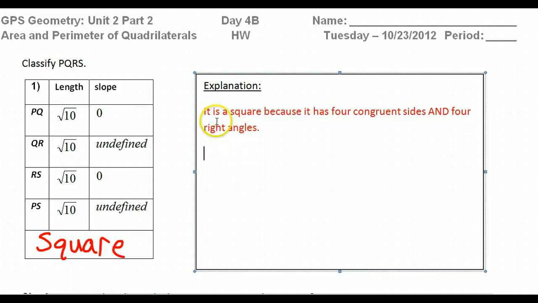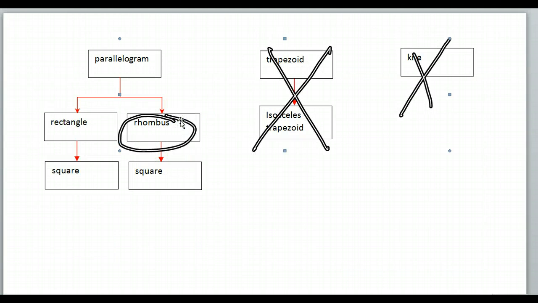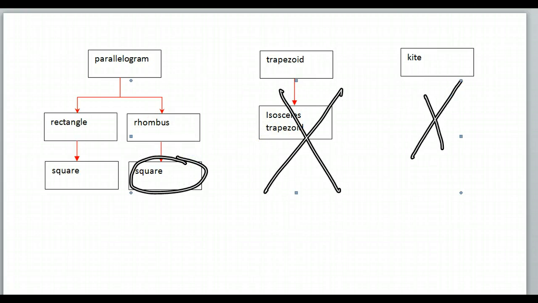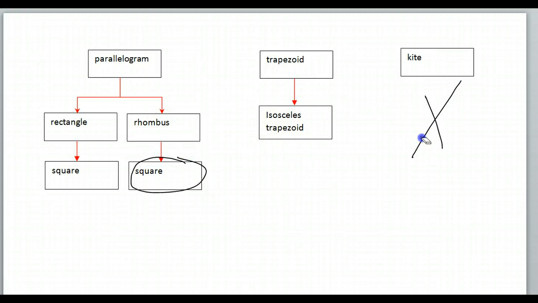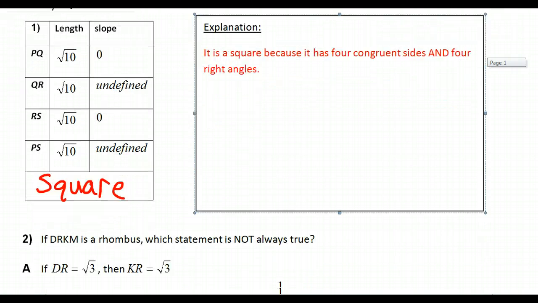So you would write, it is a square because it has 4 congruent sides and 4 right angles. Do not leave out any part of that. Because square is at the bottom of the list, you do not have to say what it is not. There's nothing more specific than square that you have to worry about. Alright, let's move on to number 2.